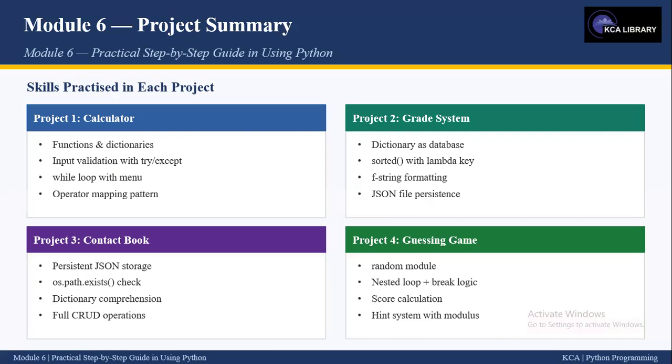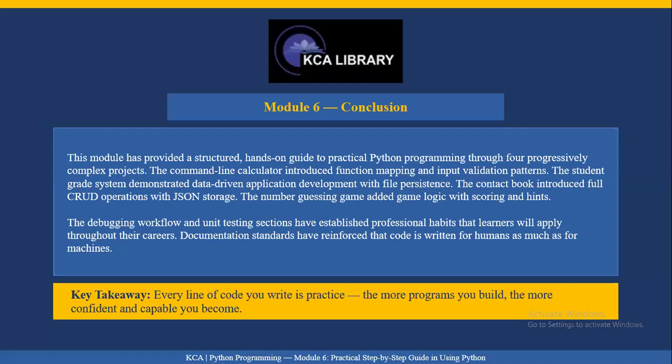Project 3, the contact book, implemented persistent JSON storage, the os.path.exists check, dictionary comprehension for searching, and full CRUD operations. Project 4, the guessing game, applied the random module, nested loops, and break logic, score calculation, and a hint system using the modulus operator.